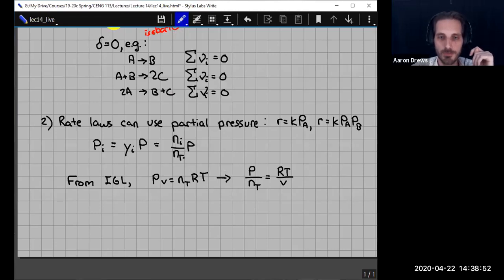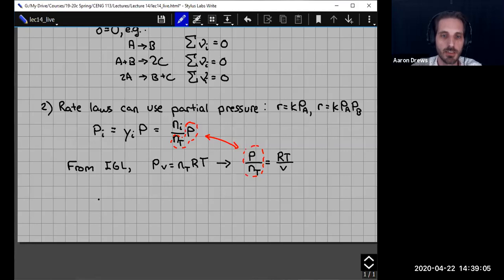That happens to be useful because in the definition of partial pressure, you have the ratio of P over N_T, which is why that's a useful quantity to keep in mind. If you write the definition of partial pressure as y_i times P, and you substitute that into this expression, what you end up with is N_i over V times RT. I've replaced the P over N_T with RT over V. And now this parameter happens to be equal to the concentration of i. So concentration of i times RT.